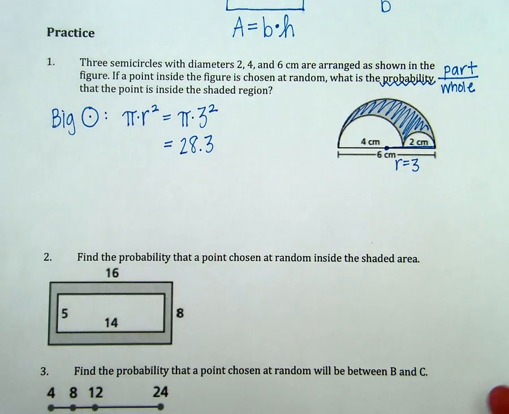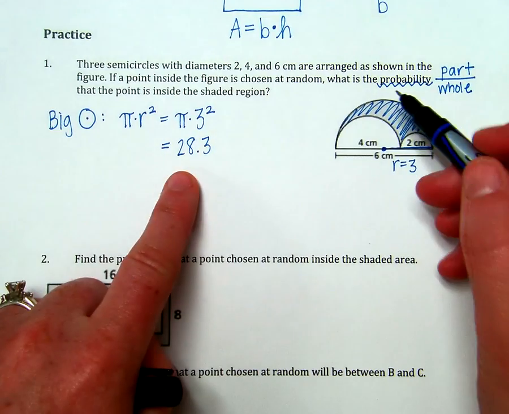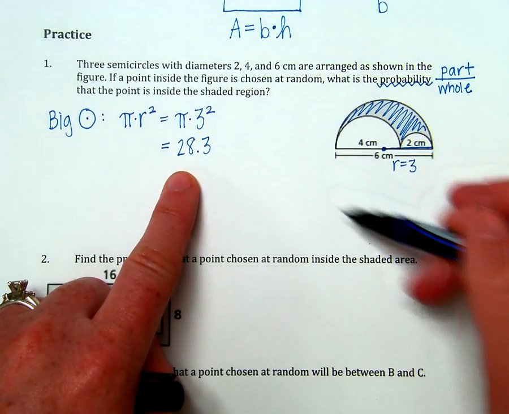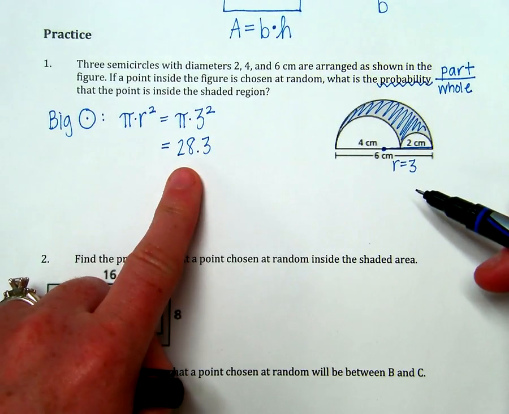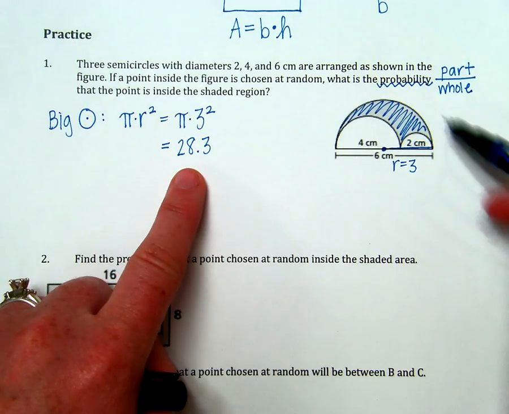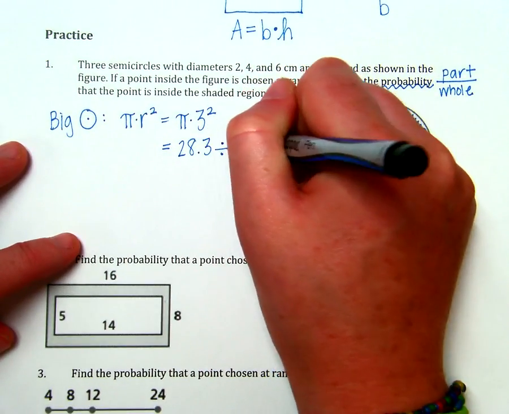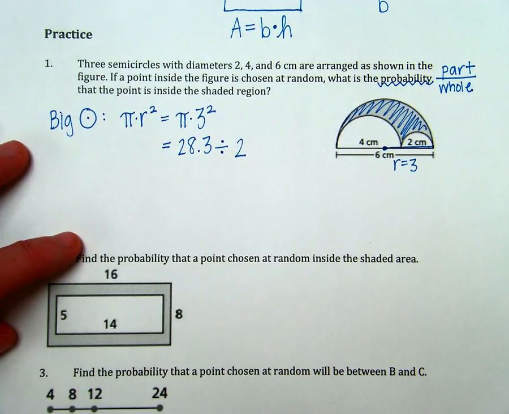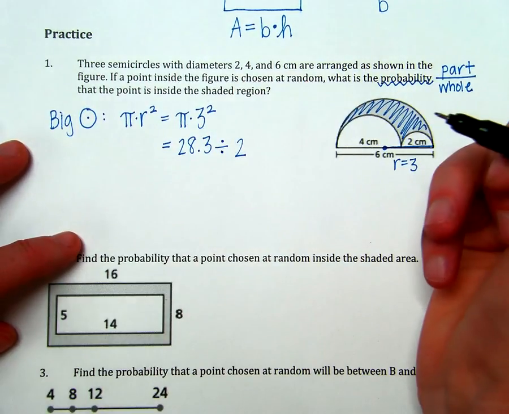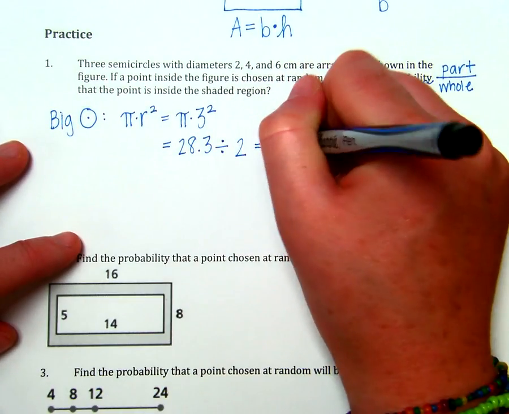Now that formula is for an entire circle, so that means if this circle went all the way around, the area of all the space inside would be 28.3. But we don't have an entire circle, we only have 1/2 of one. So I'm going to take that 28.3 that I got in my calculator and divide it by 2. When you type 28.3 divided by 2 in, you should get about 14.1.